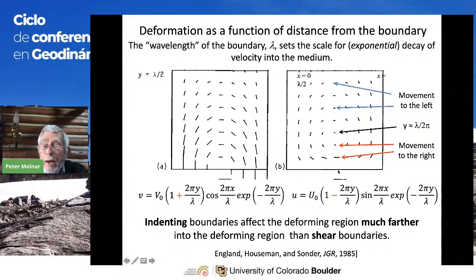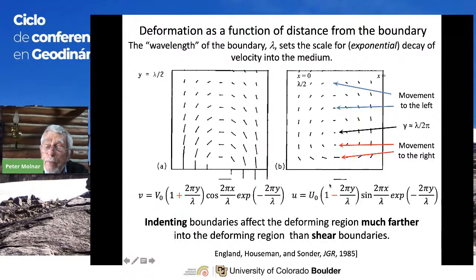With the strike-slip boundary, movement is to the right in close, but at a distance away where y is equal to, I say approximately because I'm pointing at a point that's approximate, but where y is lambda over 2 pi in here, if y is lambda over 2 pi, this equals 1, and that term vanishes. And when you go farther away, y gets larger, this term becomes negative, and the flow is to the left. So up in this distance, you have movement to the left. In this region, you have movement to the right.